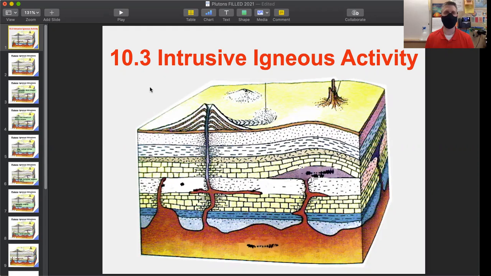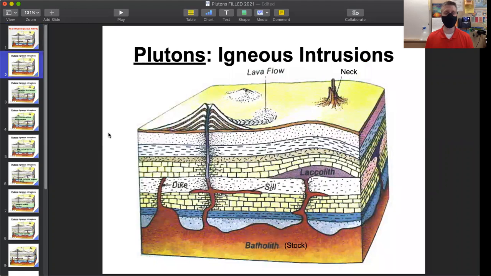Right, so if we think back, intrusive igneous activity just means that these things form from magma and they form underground. It's kind of an umbrella term for all these things. We refer to those as Plutons, since those are formed underground.